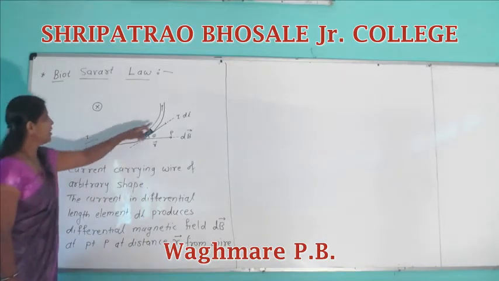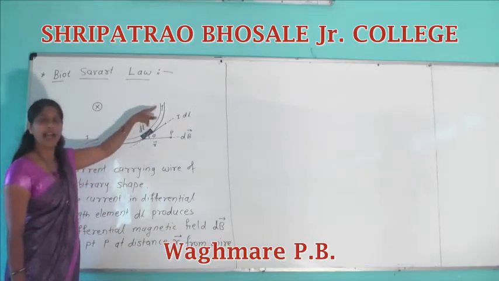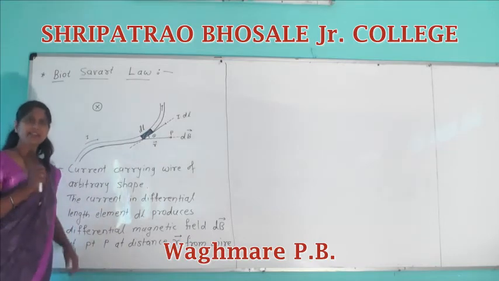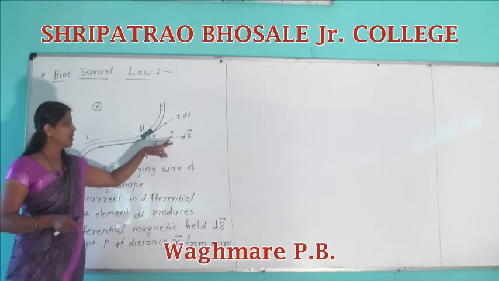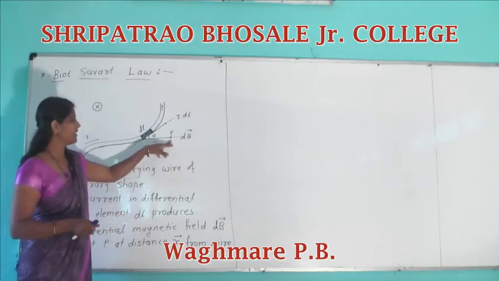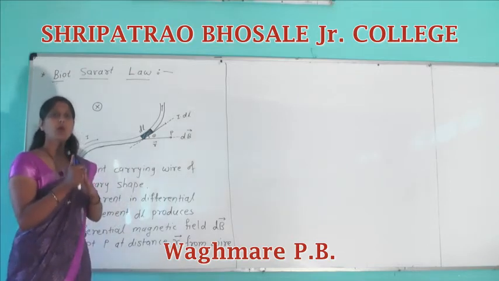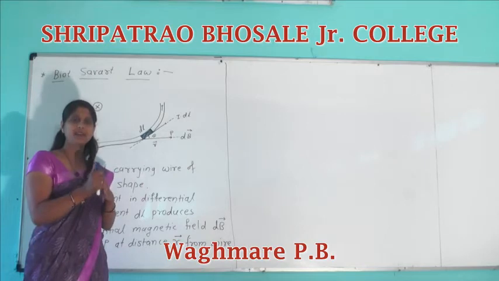Now, suppose this is the direction of current. I is the current and this is the direction of current. By using the right hand thumb rule, we can find the direction of magnetic field at this point. This is the right hand thumb rule. We have already discussed this right hand thumb rule.